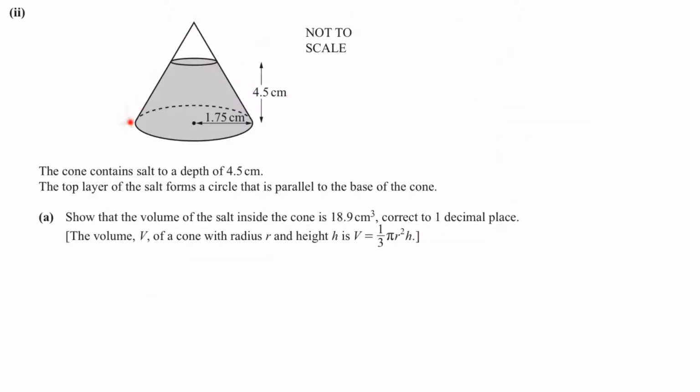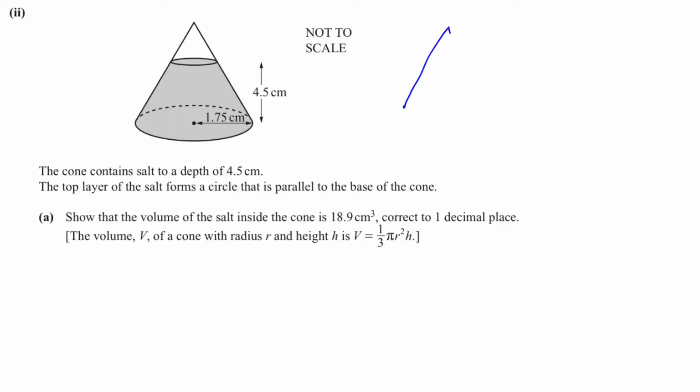In B2, the same cone has been given to us, and the cone contains salt to a depth of 4.5 centimeters. The top layer of the salt forms a circle that is parallel to the base of the cone. We have to show that the volume of the salt, which is this part here inside the cone, is 18.9 cubic centimeters, correct to 1 decimal place. And the volume of the cone is given by this formula.